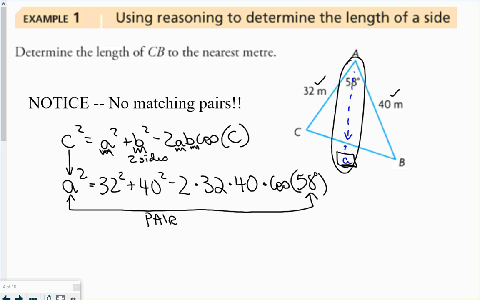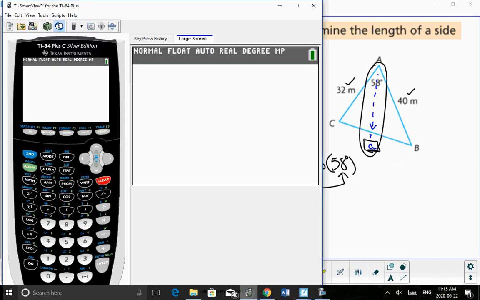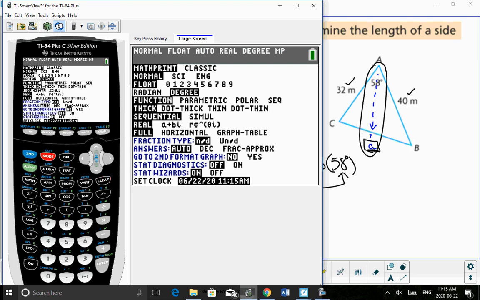Okay? So don't get hung up on the A, B, C letters. Focus on what numbers go where. Okay, so the one that you're looking for is the one that you put on the left-hand side. So that's your letter. And then everything else is going to be numbers. So now using my calculator. So again, just as a reminder, make sure that calculator is in degree mode.